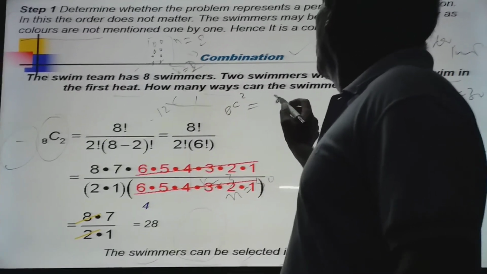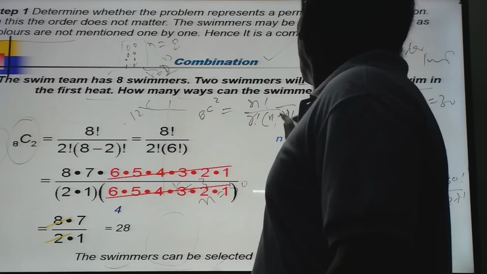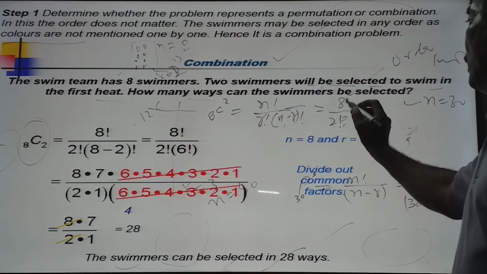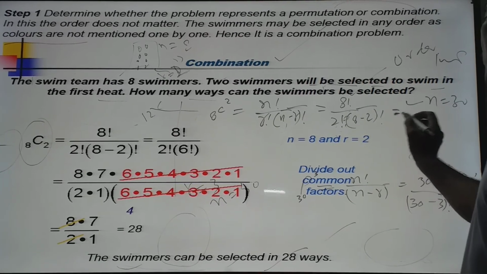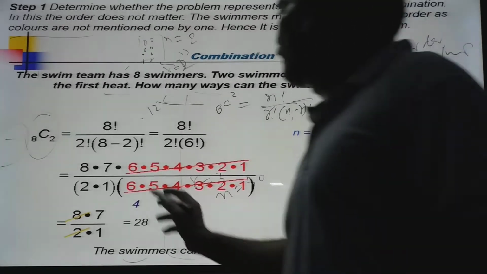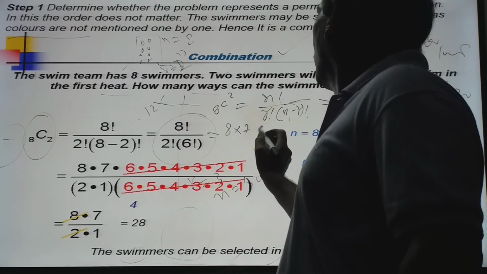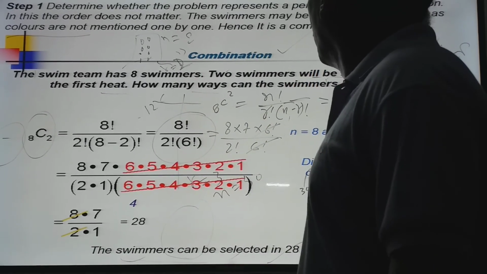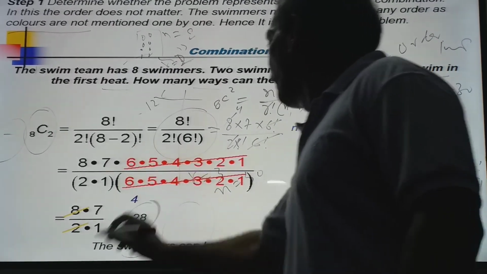8C2. Combination formula is n factorial upon r factorial and n minus r factorial. N is equal to 8, R is equal to 2 factorial, and in the bracket n minus r, 8 minus 2 factorial. 8 factorial stays the same, 2 factorial stays the same, 8 minus 2 is 6 factorial. 8 factorial upon 2 factorial and 6 factorial. Now expand this 8 factorial only up to 6: 8 into 7 into 6 factorial, and below 2 factorial and 6 factorial. 2 factorial means 2 into 1. 2 ones are 2, 2 fours are 8, 4 sevens are 28 is the answer.